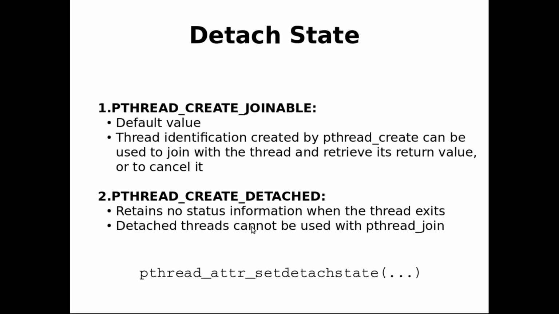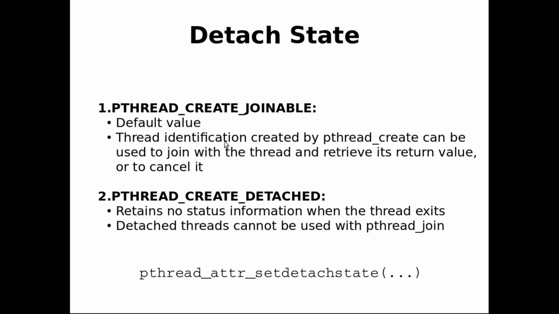Now let us look at each attribute, what it means. The detach state has two possible values, create joinable or create detached. So when the detach state attribute is set to this value joinable, in that case the newly created thread, another thread will be able to join to it, or will be able to retrieve its return value, or will be able to cancel it.